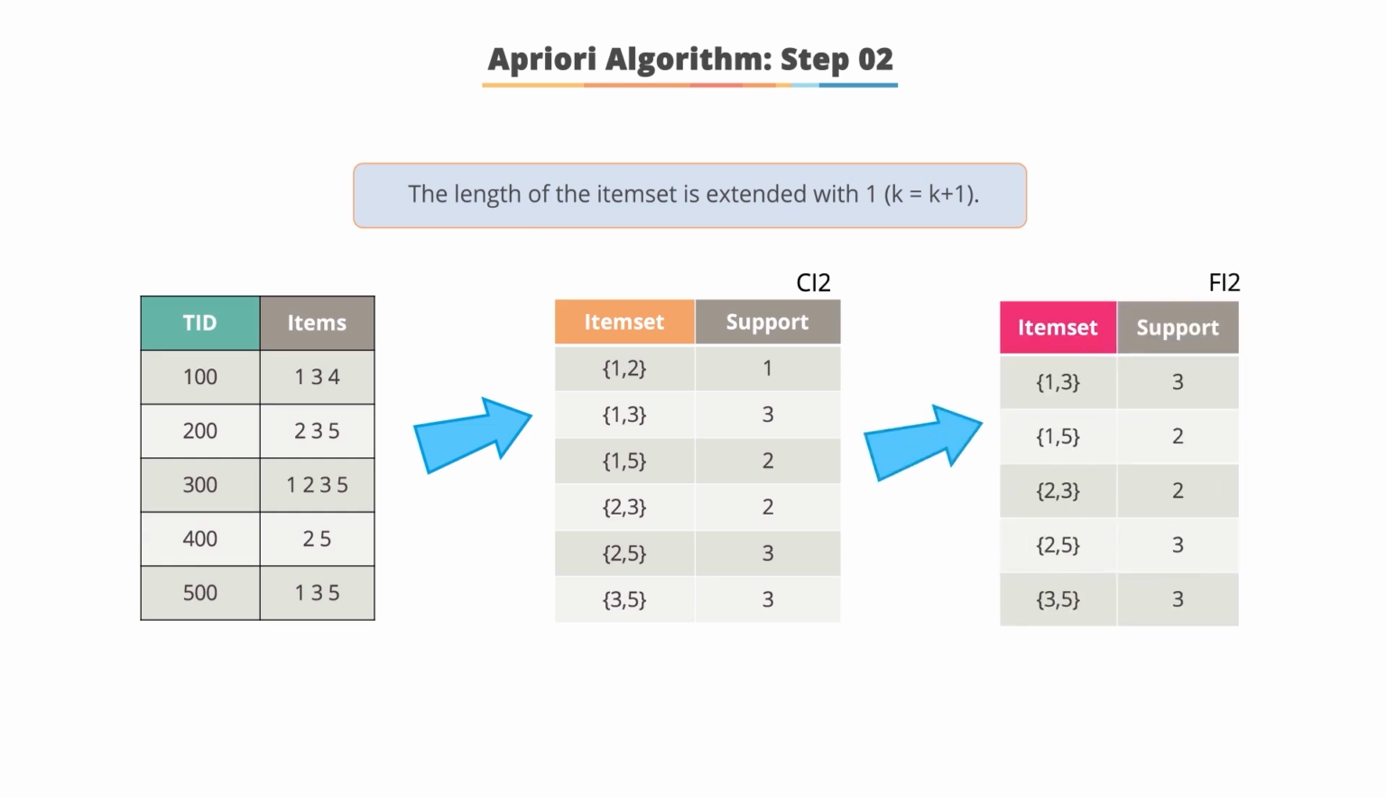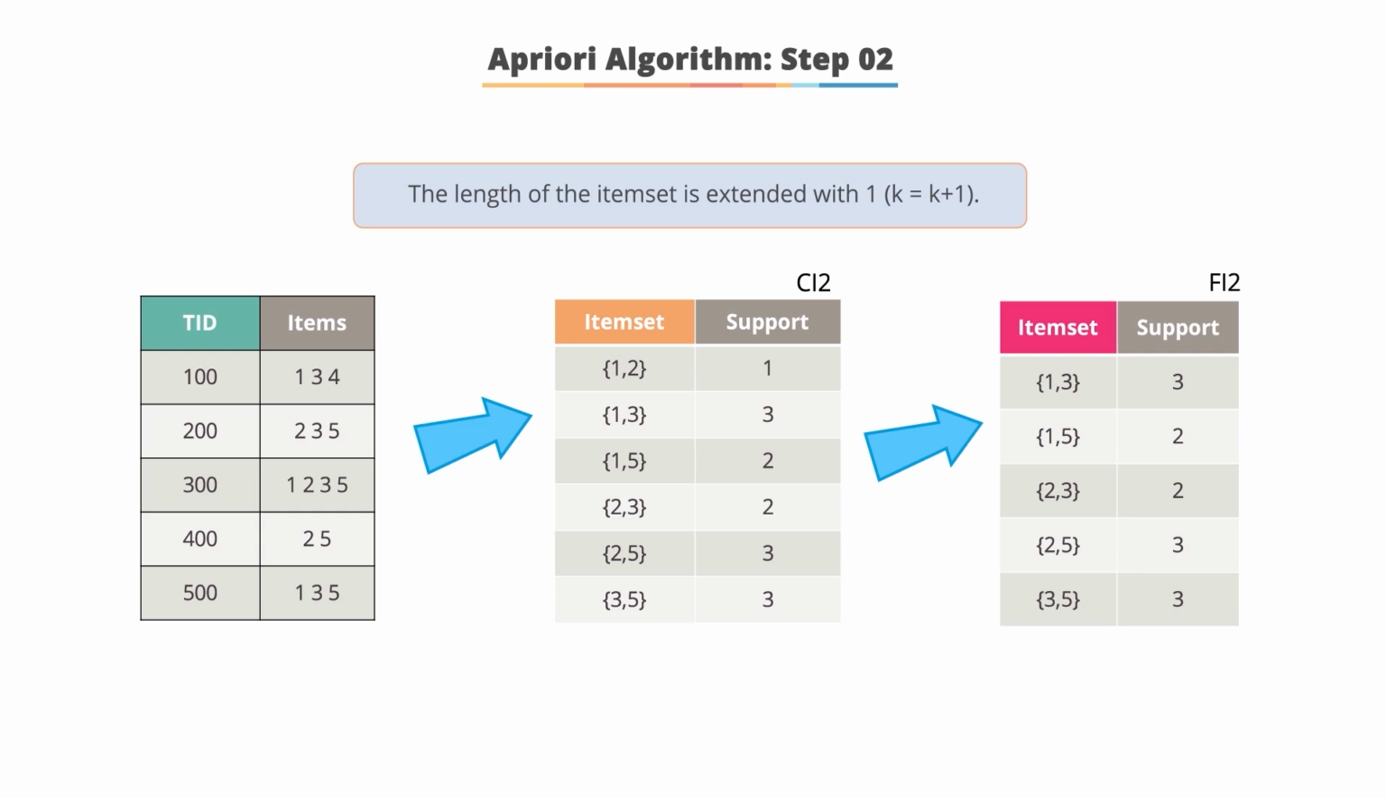Next, create item sets of size 2 and calculate their support values. All the combinations of item sets in F1 are used in this iteration. Item sets that have support less than 2 are eliminated again, in this case {1, 2}. The length of an item set is extended. All the combinations of item sets in F2 are used in the new candidate set C3.